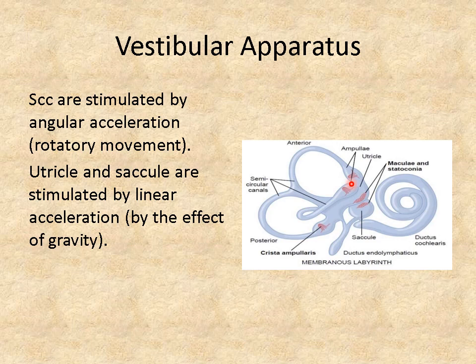The crista ampullaris is the receptor of angular acceleration, responsible for detecting rotatory movements. Whereas inside the utricle and saccule you will find another receptor called the macula. The macula is the receptor for detecting the linear acceleration that is affected by gravity.